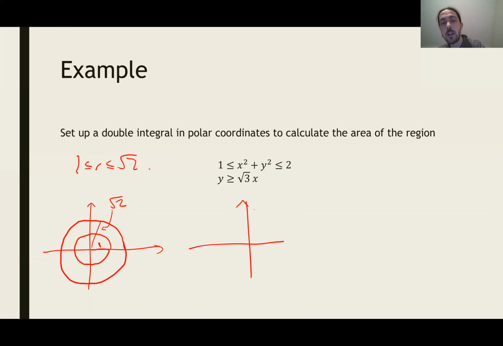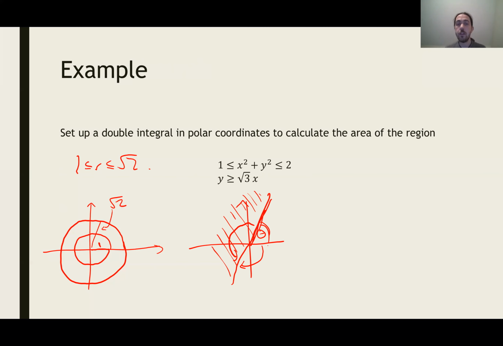The second constraint is y is greater than or equal to root 3 times x. So that's a line through the origin, and the line through the origin makes a particular angle, theta. If we want y to be bigger than or equal to root 3x, it means that we're on this side of the line. And so how do we express that in terms of r and theta coordinates? Well, here we've got a particular theta coordinate, which is the lower bound, and then we go all the way over to this other theta coordinate, which is the upper bound. So we want to figure out what those bounds are.